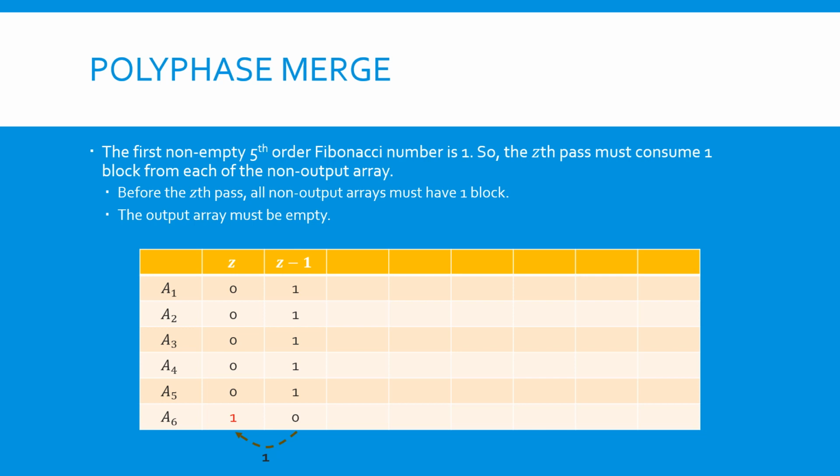While A6 serves as the output for the zth merge phase, it must contain no data block before the zth merge phase. Taken together, we can infer the number of data blocks stored in each external array before the zth merge phase, or after the z-1th merge phase. That is, A1 through A5 should each contain one data block, and A6 should contain 0 blocks.